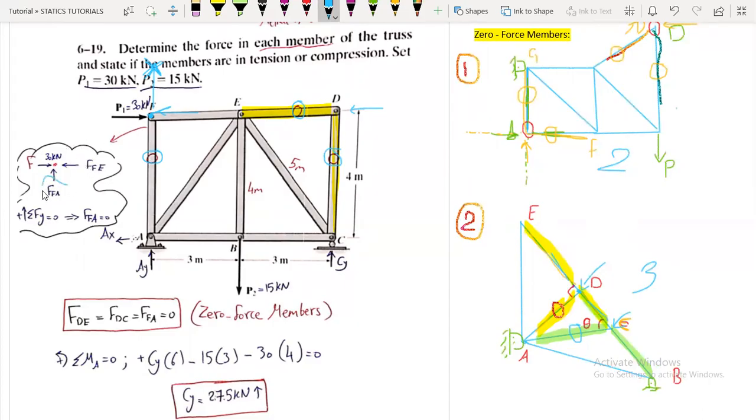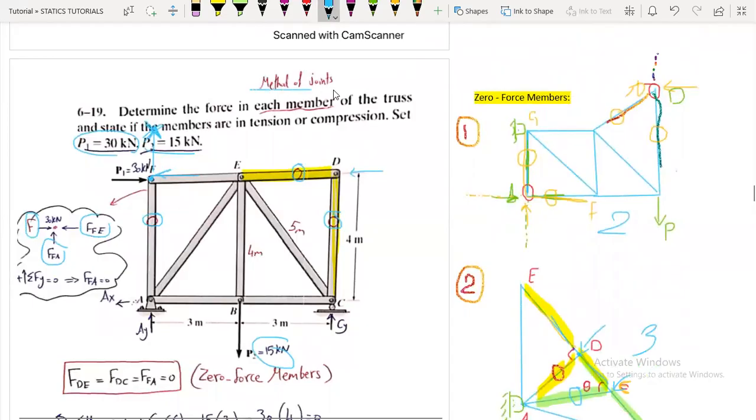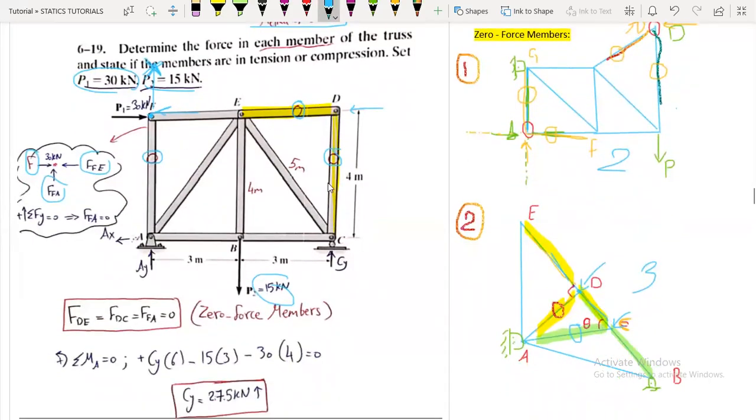So here FFA, FFE, and P is given to be 30 kilonewtons. P2 is 15 kilonewtons, okay? And what's required is to determine the force in each member. So in each member, we are going to use the method of joints. But here, as we said, we have zero force members.